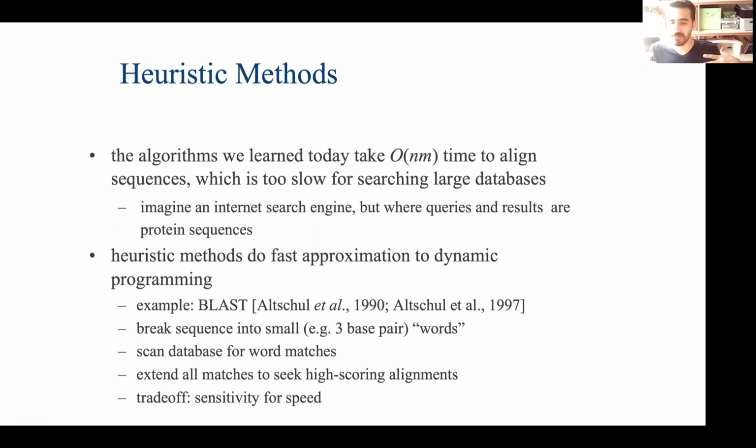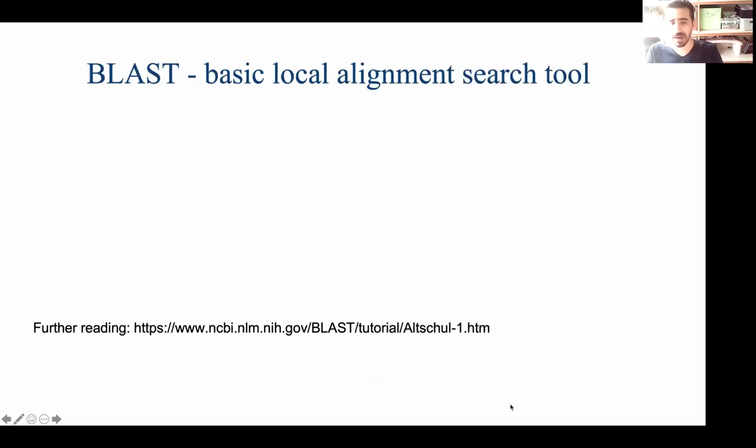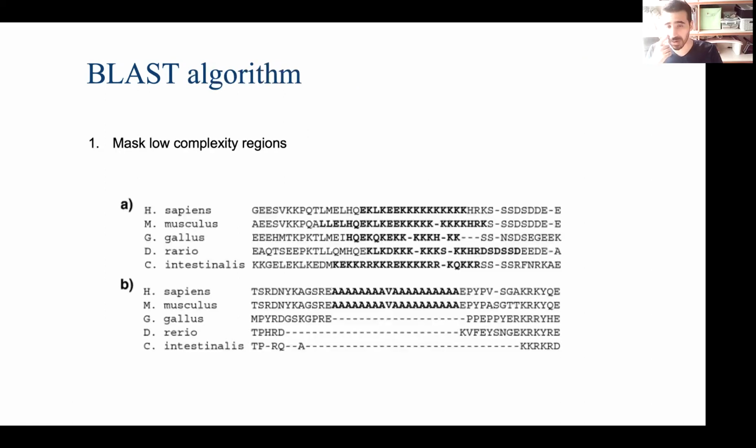So it is fast, and also it is sensitive, but not as much as we would like it to be. Sometimes it cannot find the remote homologies, and we may have a chance to talk about it too. So BLAST, I'm sure you are all familiar with, but have you ever thought about its algorithm?